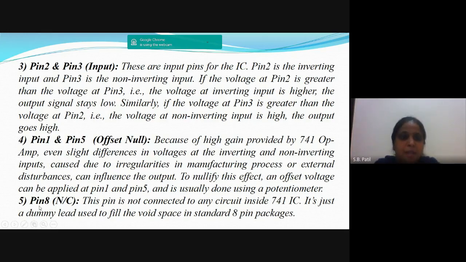And pin number 8 is not connected. That means this pin is not connected to any circuit inside the IC741 operational amplifier. It's just a dummy lead, used to fill the void space in a standard 8-pin package.